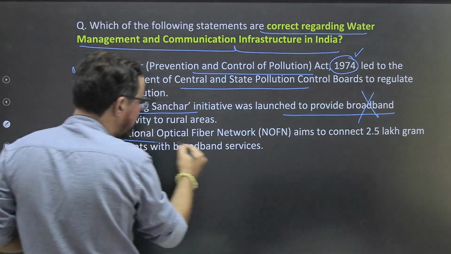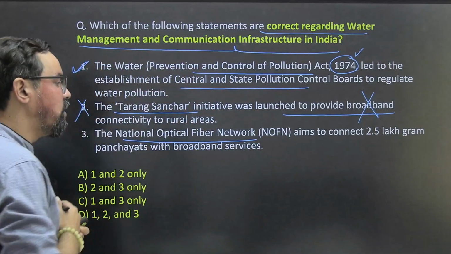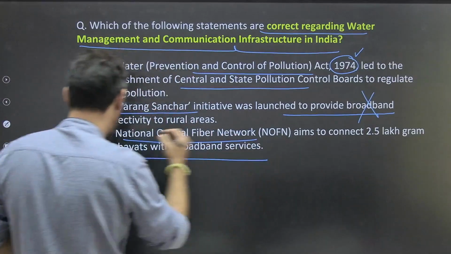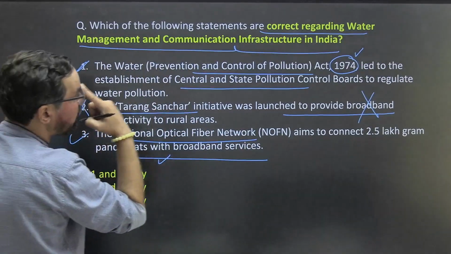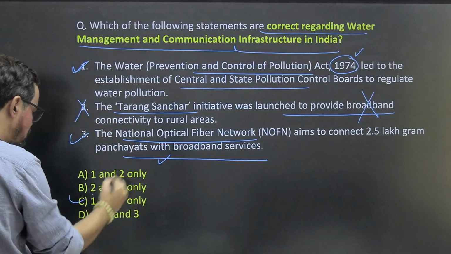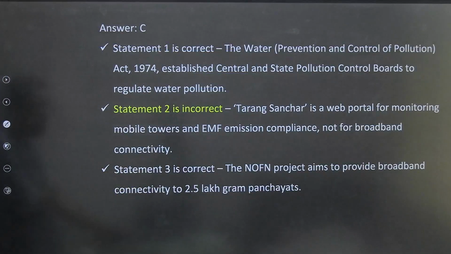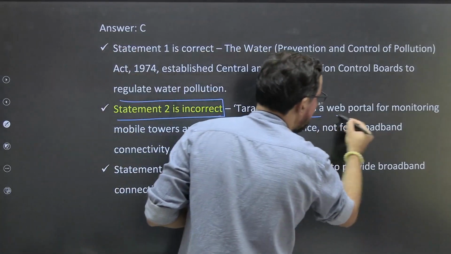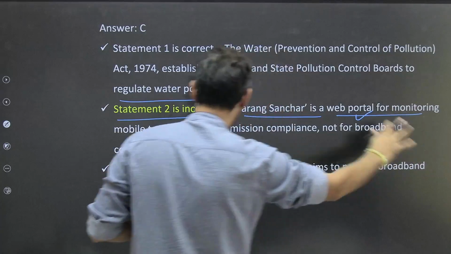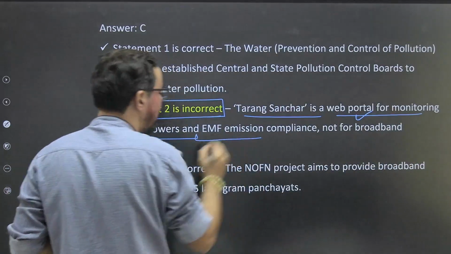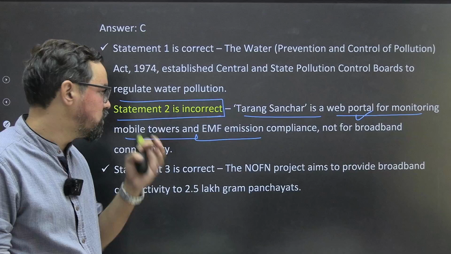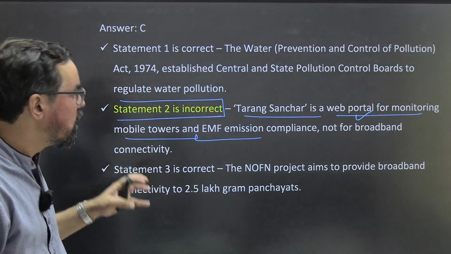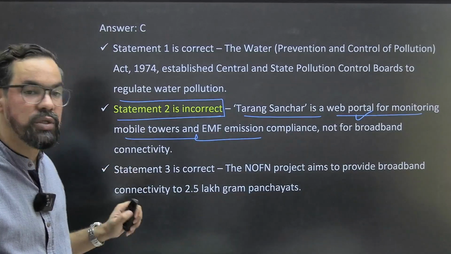The National Optical Fiber Network, NOFN, aimed to connect 2.5 lakh gram panchayats with broadband services. 100% true. So you have to find the correct statements. That means 1 and 3, so option C will be the right answer. Statement 2 was wrong. Tarang Sanchar is a web portal for monitoring mobile towers and EMF emissions, electromagnetic field emission compliance, not for broadband connectivity. Okay? The rest two statements were correct.